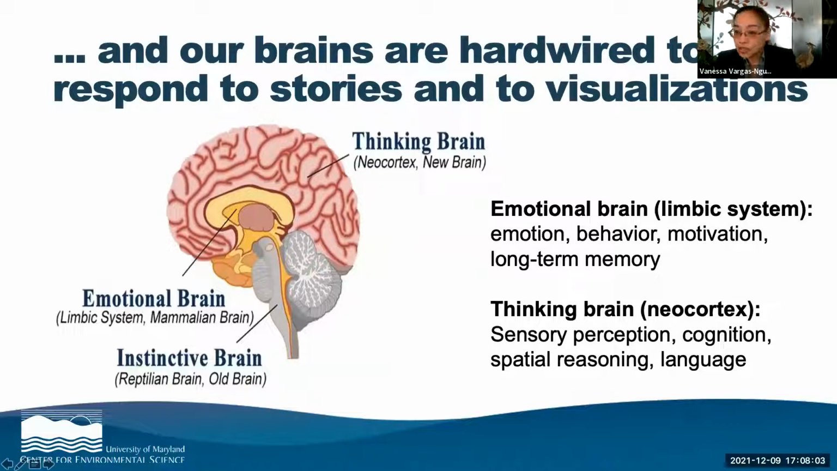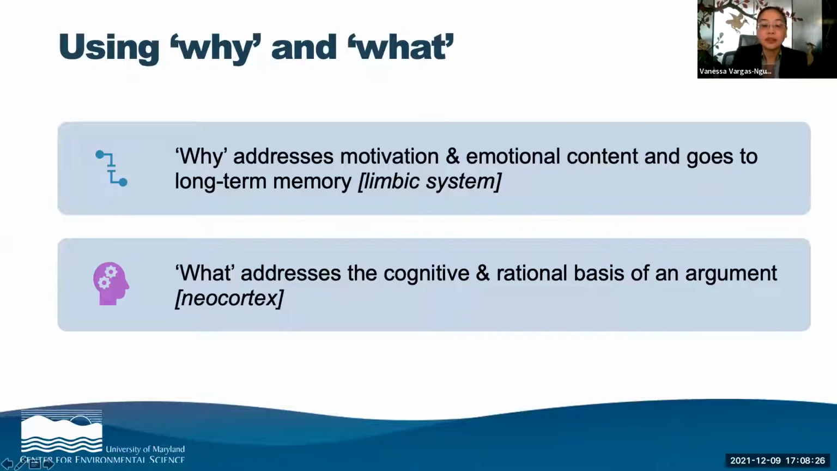Effective science communication taps into the limbic system or our emotional brain, which affects our emotion, behavior, motivation, and long-term memory, and it also affects the neocortex or our thinking brain, which is related to our sensory perception, cognition, spatial reasoning, and language. It is also important for us to think about and differentiate between the why and the what.